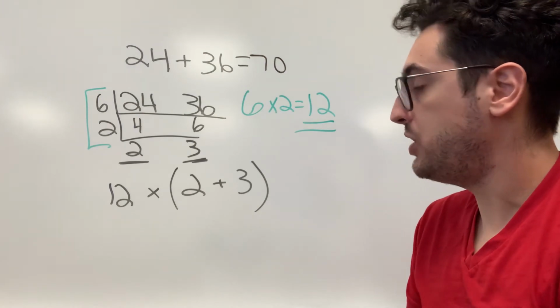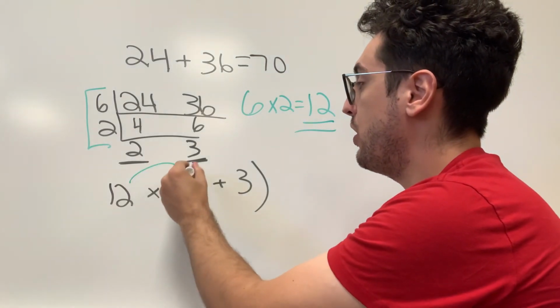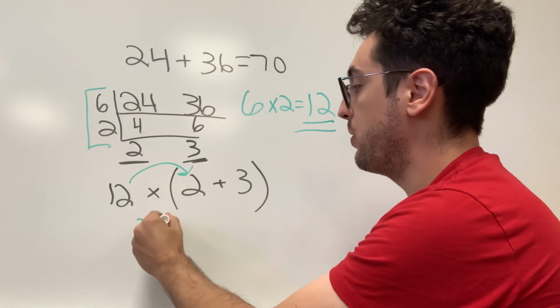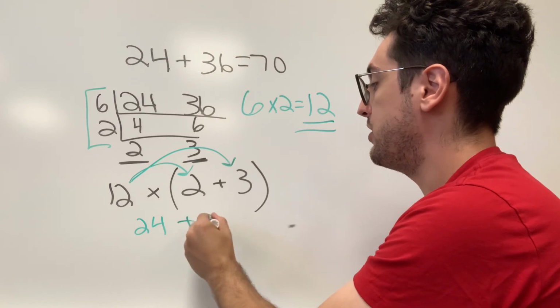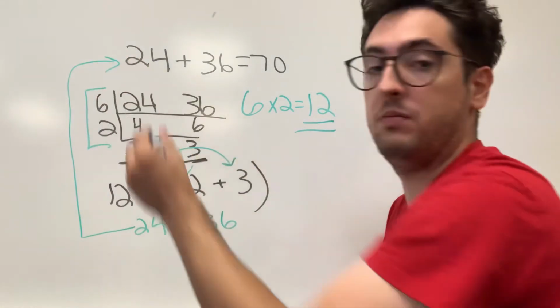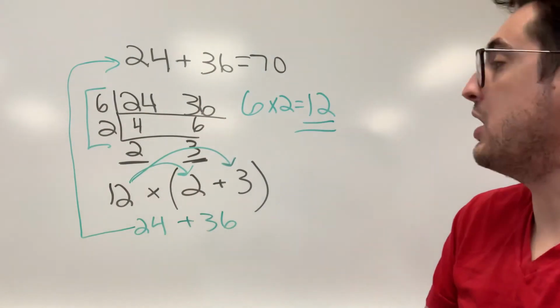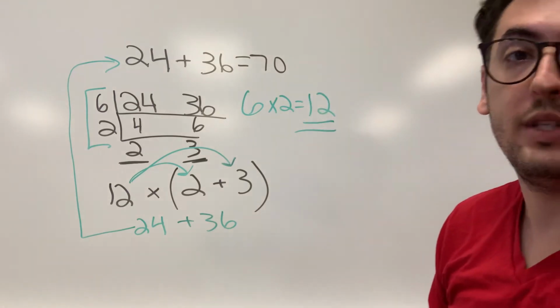But what I also need to know is that 12 times 2 is 24. 12 times 3 is 36. Does that get us back to where we started? Absolutely. So do we know that our distributive property form is correct? Yeah, we checked it.